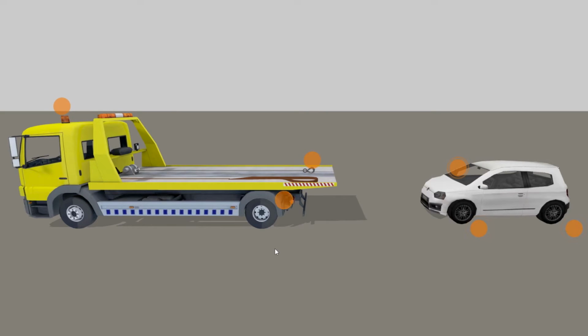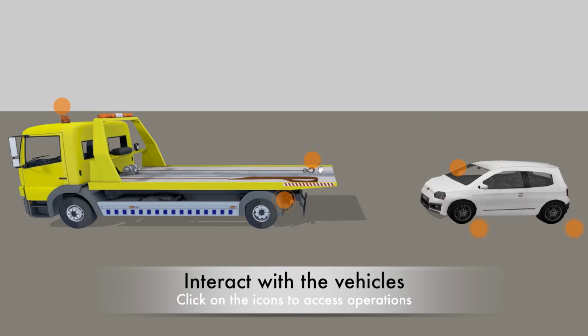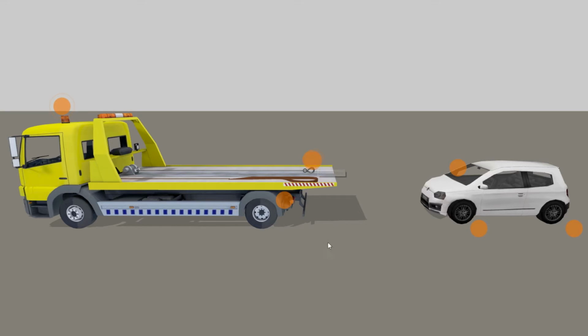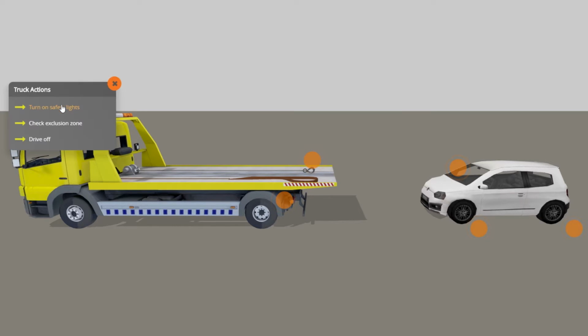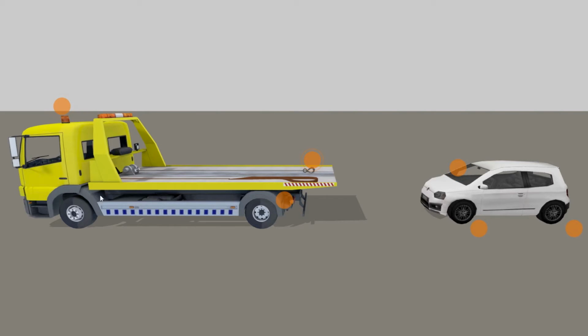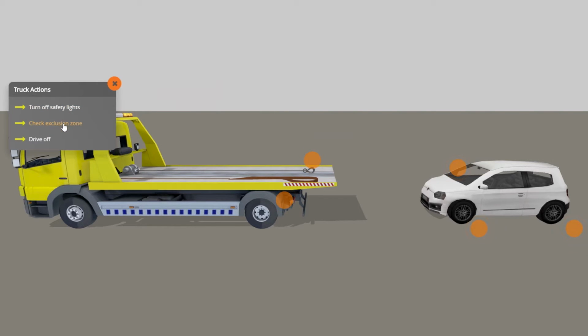The orange icons are interaction points. You can click these icons at any time to execute an action in the towing process. For example, to turn on the safety lights or check the exclusion zone.